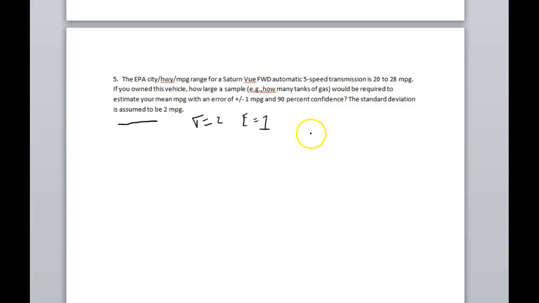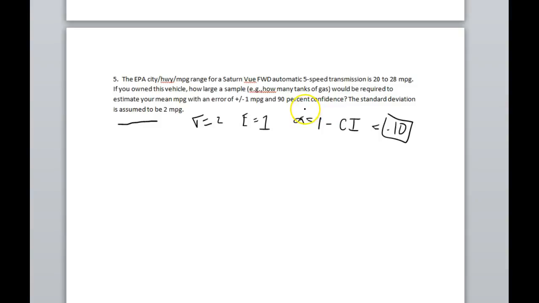What's our alpha level? Our alpha level is going to be 0.10 because we're looking at 90% confidence. So alpha is just equal to 1 minus the confidence, right? So that's just going to be 0.1.